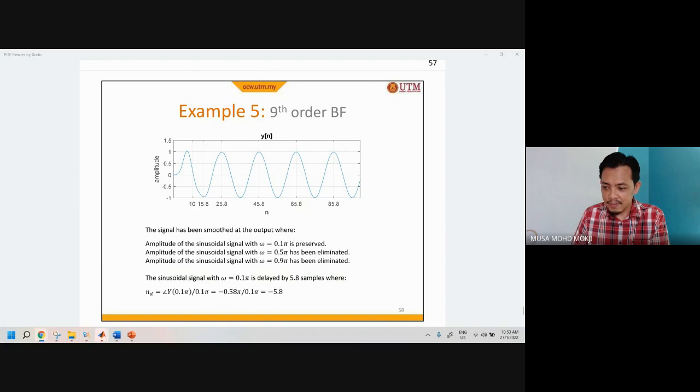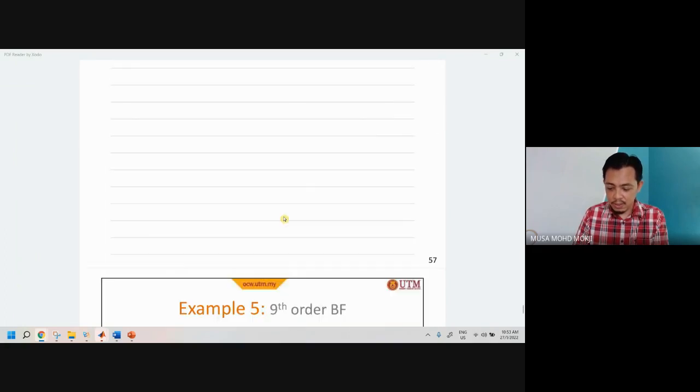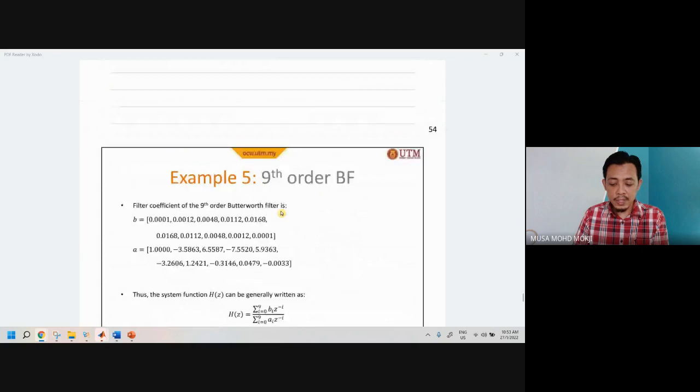Okay, let's see. I'm not sure if I missed out anything, but how could we determine the order for the filter, or why does the example use second order and ninth order for the filter? Right, good question. Actually, that one can be considered as an exam question. Yes, how do you determine that?